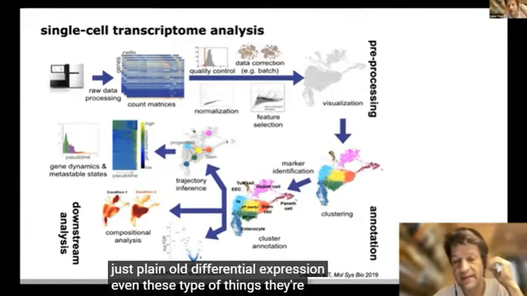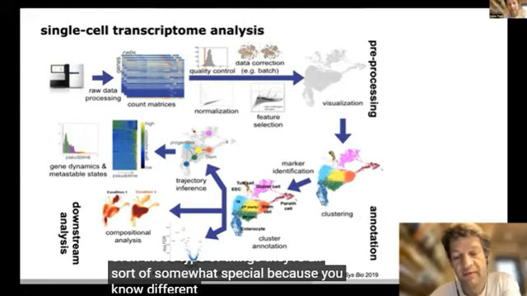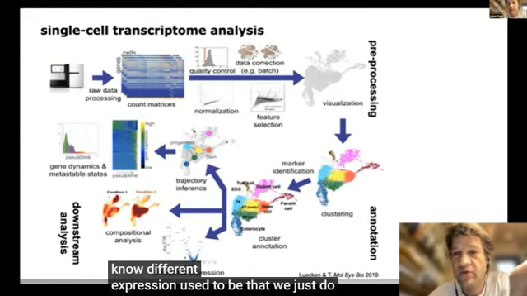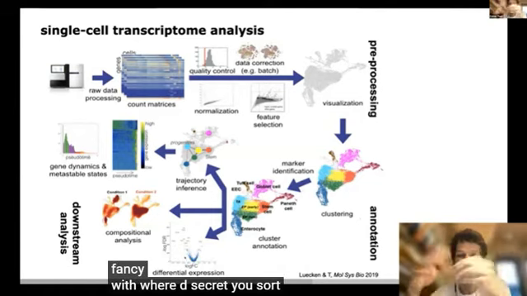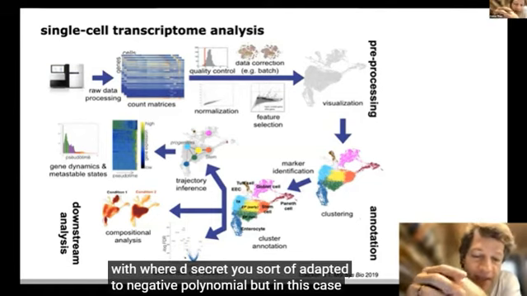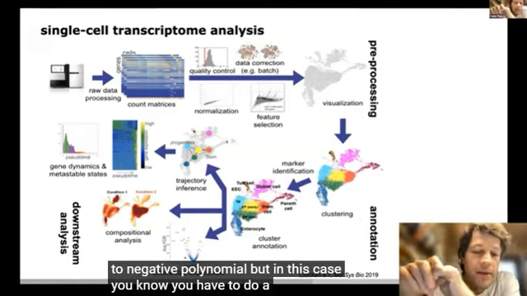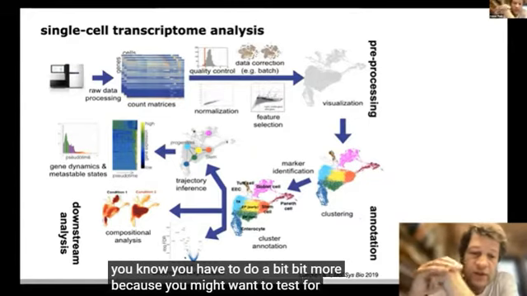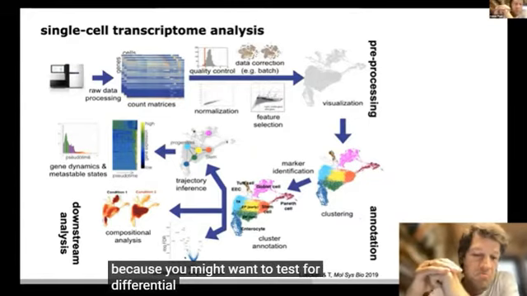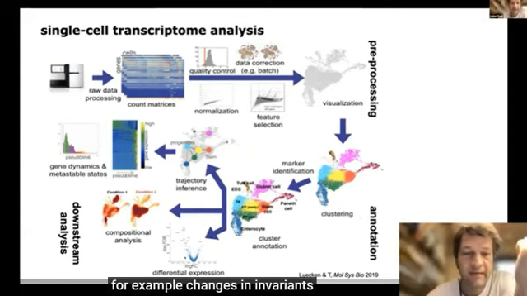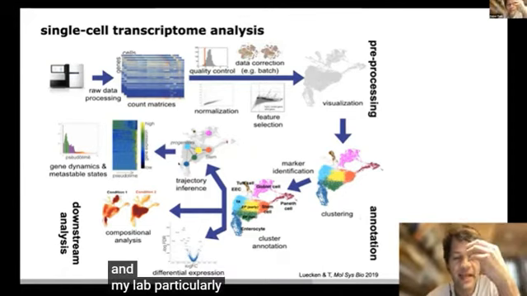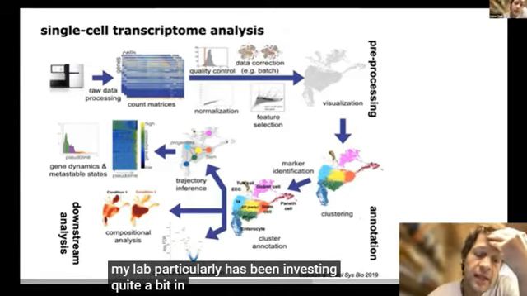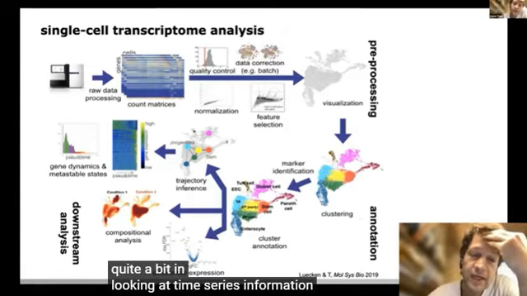And even these types of things are all somewhat special, because differential expression used to be that we just do a t-test, or maybe something a bit more fancy where you adapt it to a negative binomial. But in this case, you have to do a bit more, because you might want to test for, for example, changes in variance. This is, I think, an interesting aspect, and my lab particularly has been investing quite a bit in looking at time series information in that data.